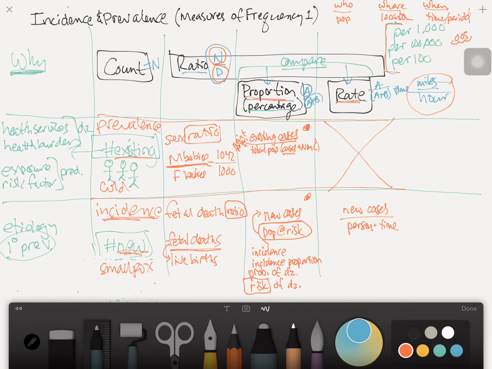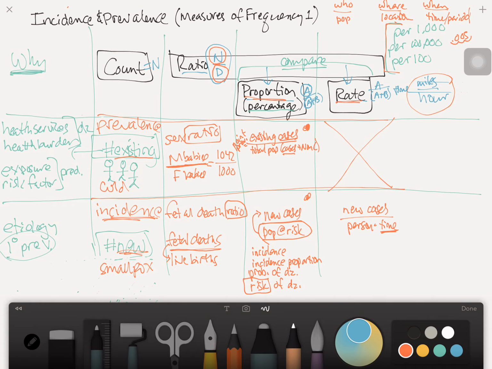And so it would be, let's say we have a certain number of new cases per year, a certain number of deaths per year, a certain number of births per year. And so this per time is going to be the key piece of defining this as a rate. Remember, this is miles per hour. And so this is cases per year.